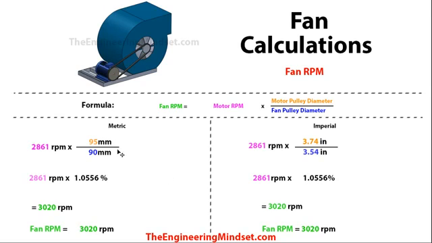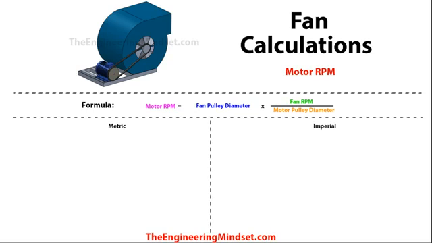And so if we drop the numbers in, then obviously we'll get down to a ratio again if we do the division of the pulley diameters, and then we can multiply these together, and that will bring us to 3020 RPM on both metric and imperial. Obviously it's the same units there, and that is the speed that the fan needs to rotate at to achieve the design flow rate. Now we can also calculate the motor RPM, and we do that using this formula here.